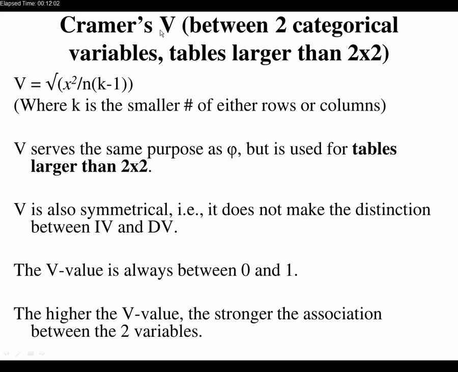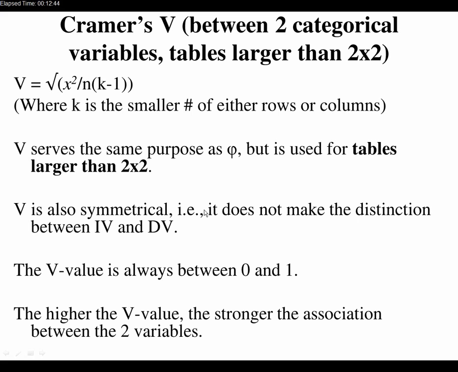Okay, Cramer's V between two categorical variables with tables larger than 2x2. Cramer's V is equal to the square root of chi-squared divided by n times k minus 1, where k is the smaller number of either rows or columns. Don't worry about this. I'm just giving you the formulas so that you'll know them. SPSS is going to do this for you. Remember, Cramer's V serves the same purpose as phi, but it's used for tables larger than 2x2. What do we use phi for? Tables that are 2x2. Okay?